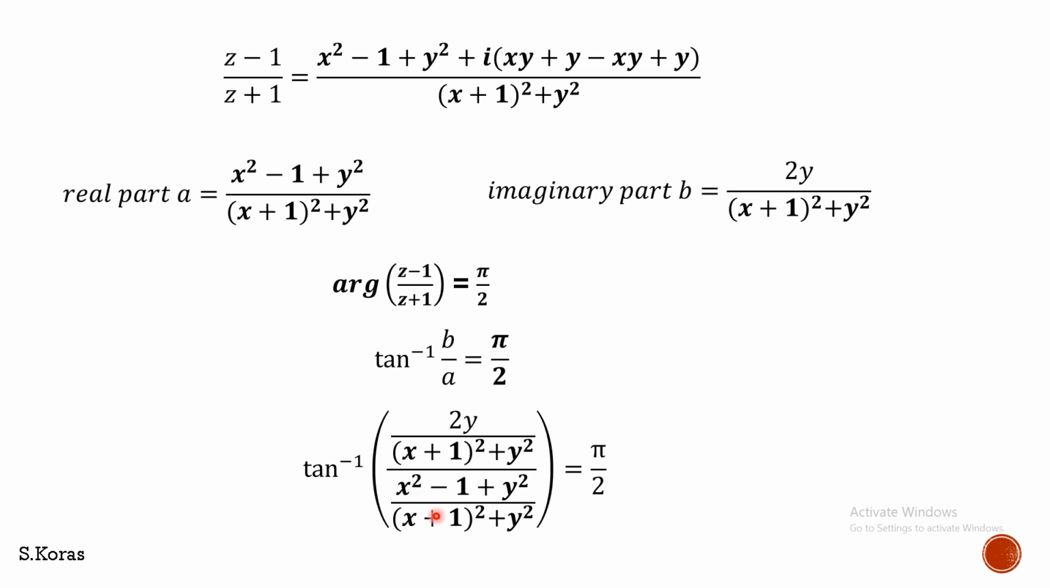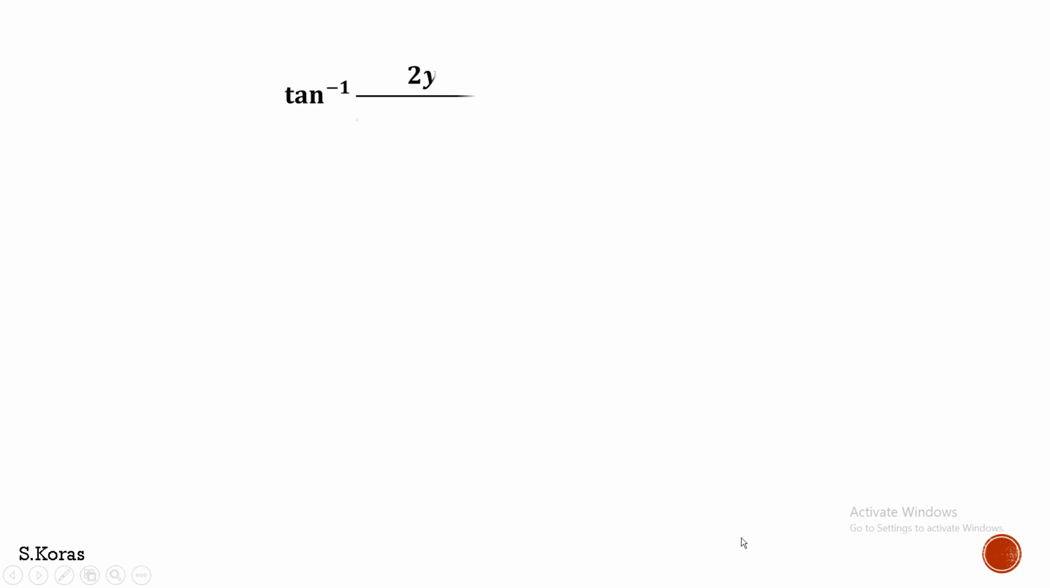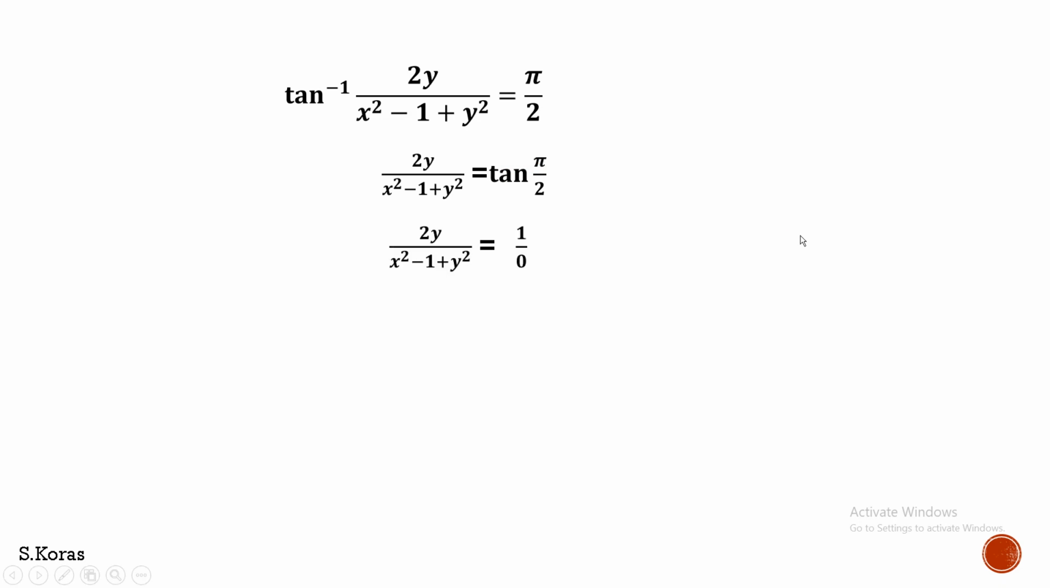These two terms are common. So if you simplify, these two will be cancelling one another. So your answer will be tan inverse of 2y divided by x square minus 1 plus y square equal to pi by 2. When the tan inverse comes this side, it will become tan pi by 2. So 2y by x square minus 1 plus y square is equal to tan pi by 2. You know, tan 90 value is infinity, that is nothing but 1 by 0. So 2y divided by x square minus 1 plus y square is equal to 1 by 0.